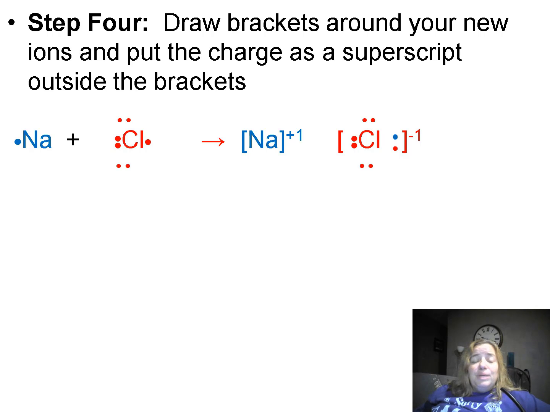And then because you took an electron away from sodium, it now has one more proton than it does electrons, so it's a +1 charge. So if you take an electron away, it's a positive. If you take 3 away, it's a +3. If you add electrons on, like we did with chlorine, then it's negative.